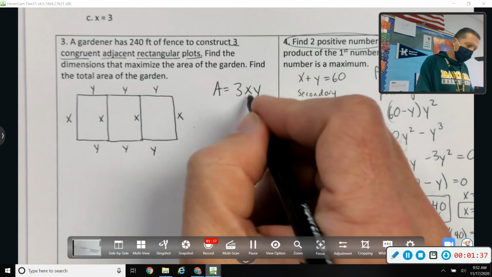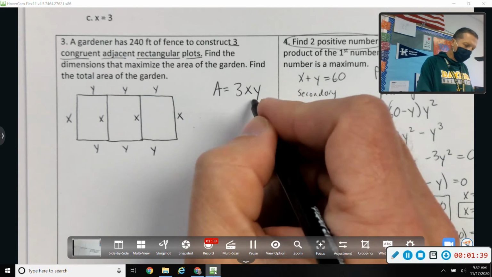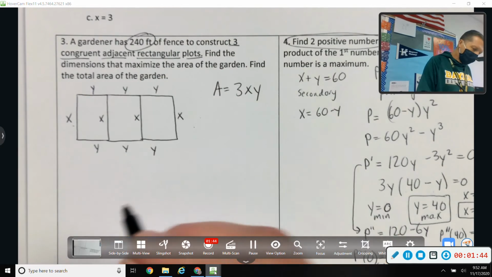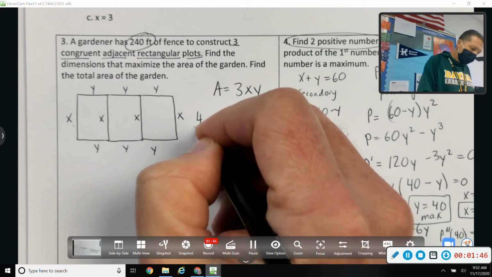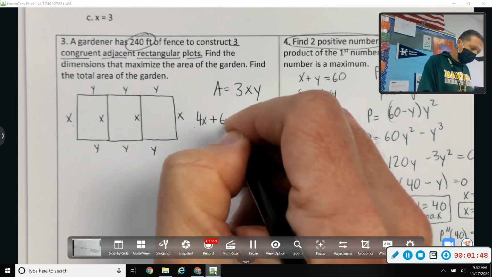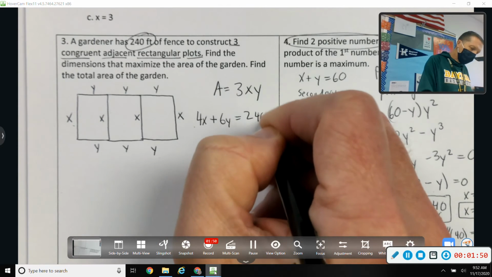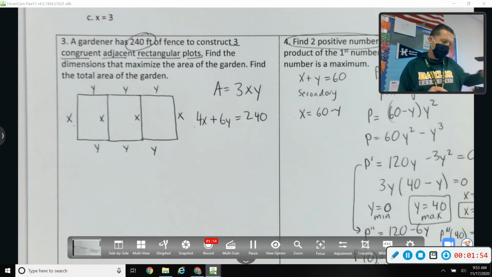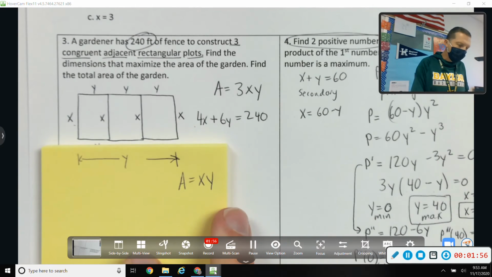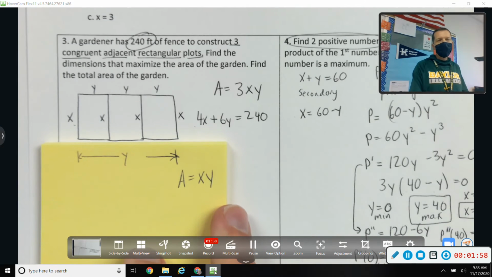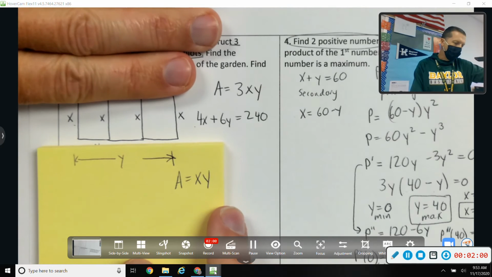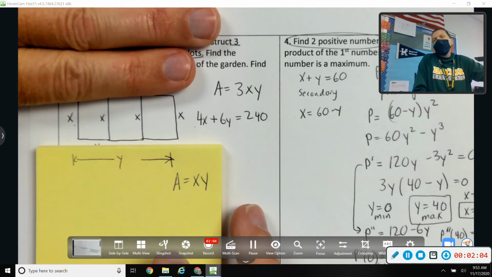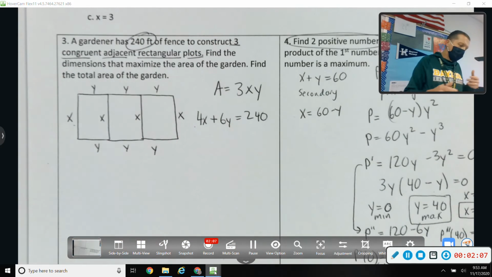So there's our equation we want to optimize. It's got 2 variables in it. Don't like that. But I know there's 240 feet of fence. 4x's plus 6y's equals 240. Again, that equation would look different if you said all of that was y. Then you'd have 4x plus 2y equals 240. And maybe that's an easier way to do it. So either way is okay.